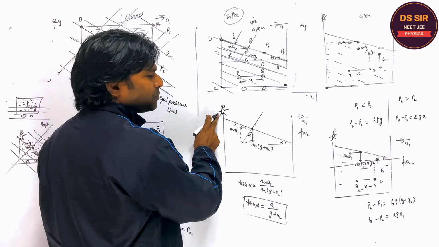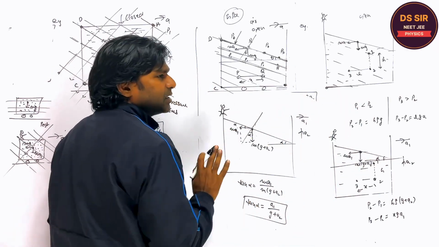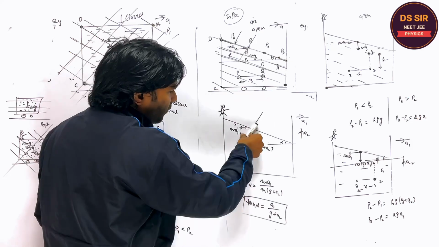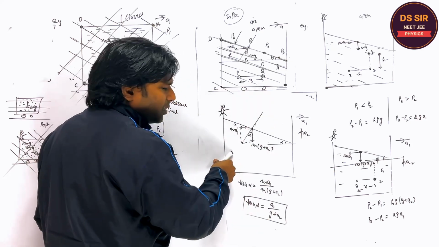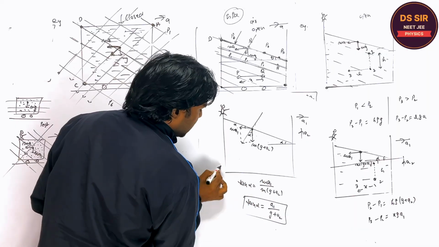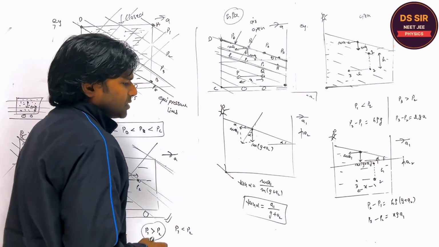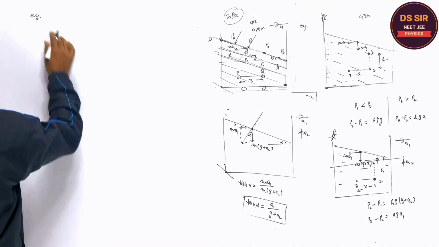In this case, if acceleration is a1 in this direction, apply the pseudo force. mg will be acting in this direction always. So the force is acting in the perpendicular direction. That is why the equipressure lines are like this, and this is the maximum pressure point. Right? Copy this. So I'm giving you one question.